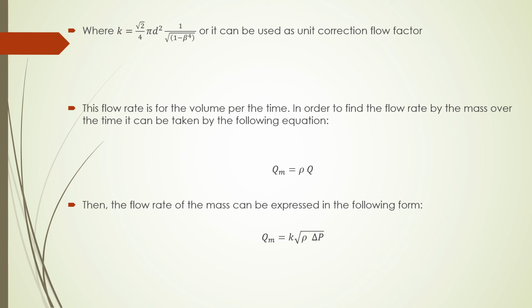How come it became like this? We know if we multiply the flow rate with density, we will put the density under the square root as the density squared, and one of the squares of the density will go with the density in the denominator. So we will get this form.